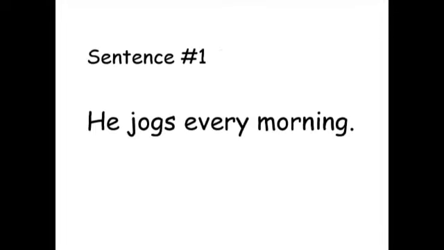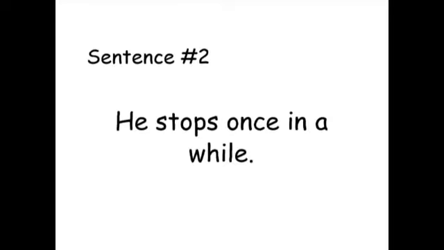For example, in the first sentence, he jogs every morning. It has a complete thought and has a subject, he, and a verb, jogs. Now for our second sentence, which is, he stops once in a while. This again has a subject, he, and a verb, stops. And then it also expressed a whole thought. So that's simple sentences. It is really simple, and I'm sure you can do this. Moving on to compound sentences.